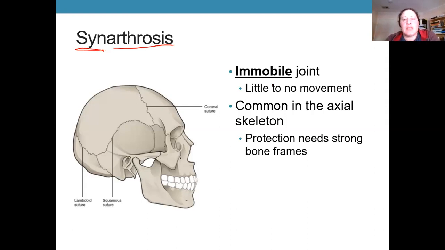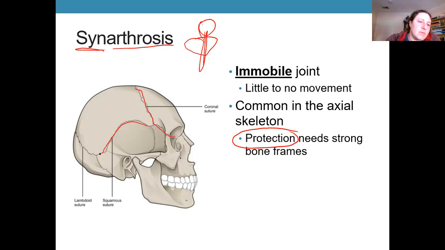And the most common place to see them is in the axial skeleton, which remember refers to the skull and the vertebrae and the rib cage. And that's because these are places where protection is the most important function of the skeletal system. And so we don't need movement here, we need really strong, reliable frames. So we have a picture of a skull here, and the joints connecting the different bones of the skull are all synarthroses, in that there really shouldn't be any movement in between them.